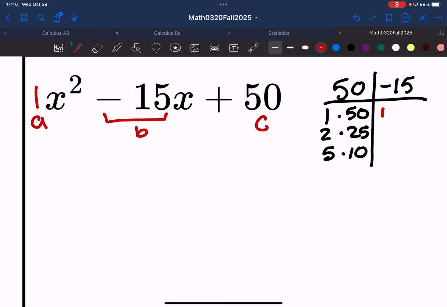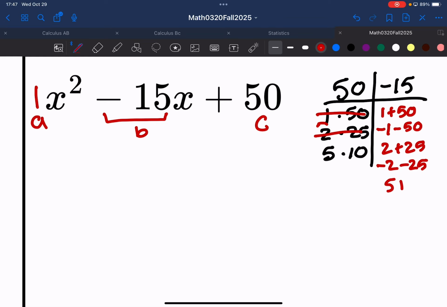Okay, good. So just looking at these factors, we start adding them together. Well, 1 plus 50 doesn't give me -15, and then I make them both negative. -1 minus 50 also doesn't give me -15, so it's not this one. Then I do the same. 2 plus 25. Okay, that's 27, so that doesn't work. And then I do -2 minus 25. Make them both negative, and that's -27. Again, doesn't work.